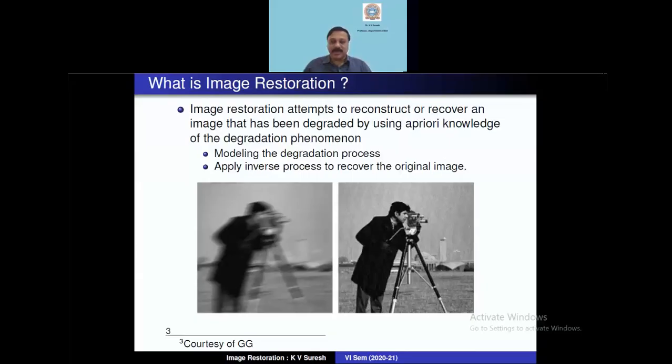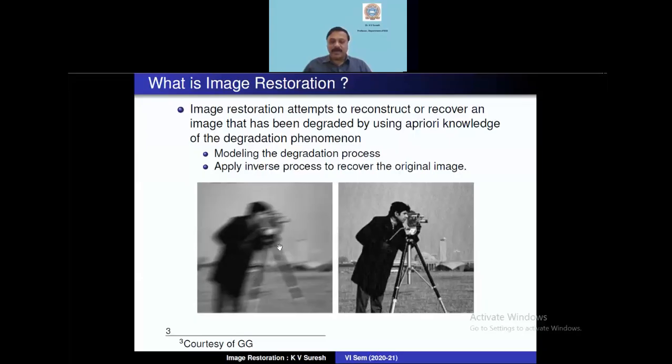So we removed it. Any image which is degraded because of blur or noise, we are going to reconstruct or recover the original image from that, and that is called image restoration. But what is important is we should have some a priori knowledge of the degradation phenomena. That means I should know how the image is captured. For example, in this case, Saumya, I think he told this image is a motion blurred image.